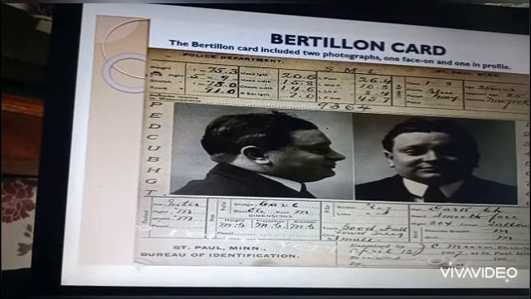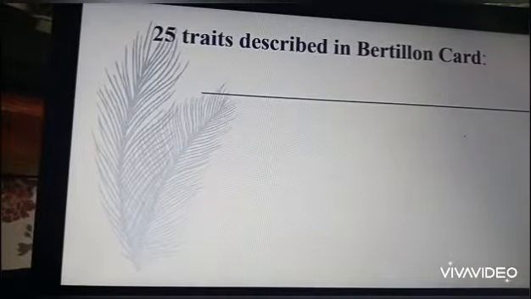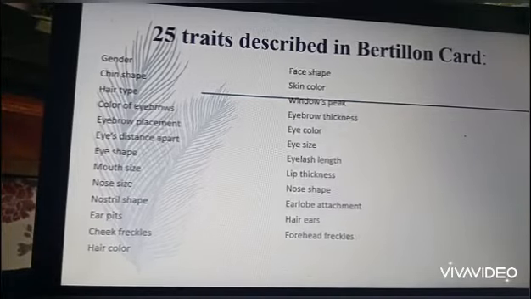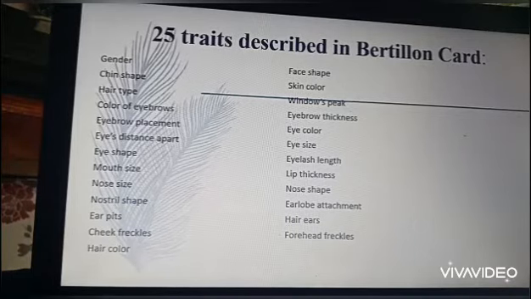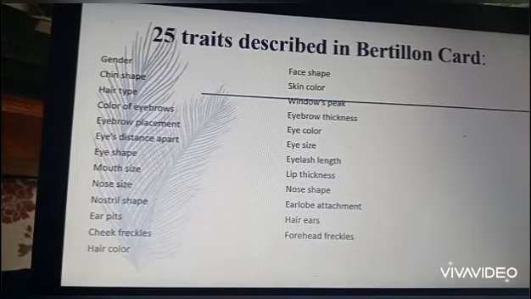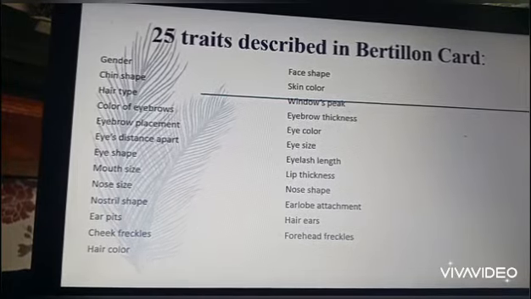This picture is an example of a Bertillon card. Twenty-five traits are described in the Bertillon card. They are gender, chin shape, hair type, color of eyebrows, eyebrow placement, eyes distance apart, eye shape, mouth size, nose, nostril shape, ear pits, chin freckles, hair color, face shape, skin color, widow's peak, eyebrow thickness, eye color, eye size, eyelash length, lip thickness, nose shape, earlobe attachment, hair on ears, and forehead freckles.